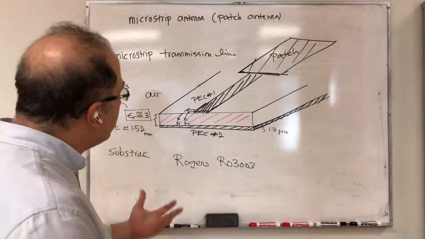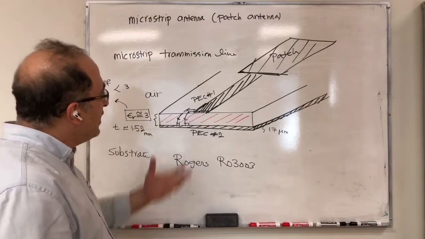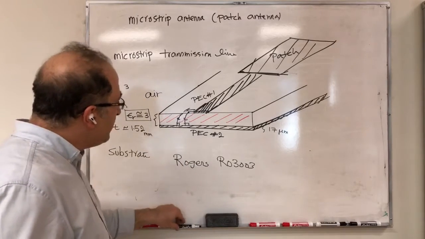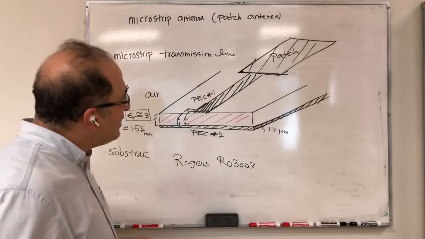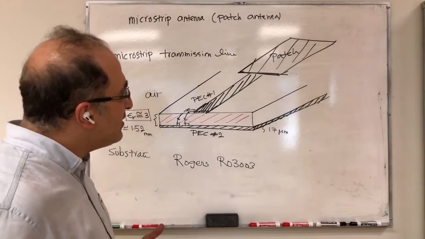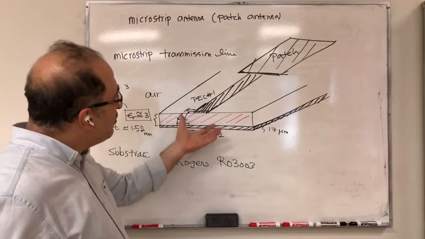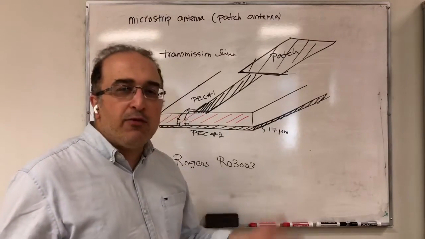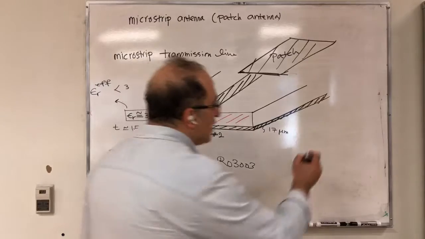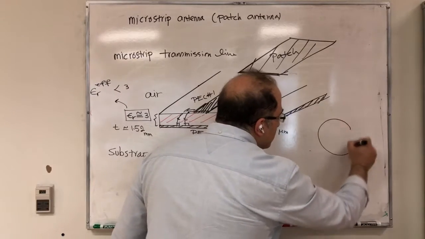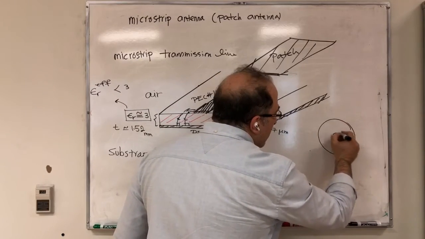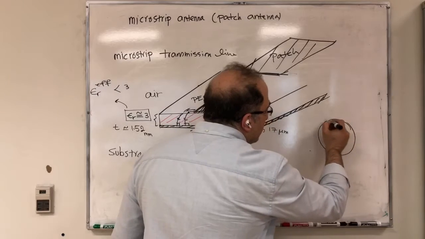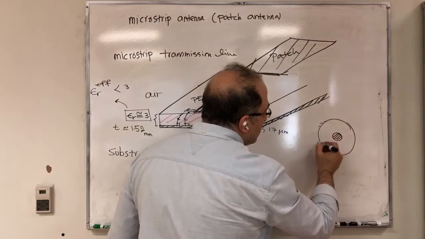So that's something about the microstrip transmission line. But one thing that I'd like to mention here is that when you think of a microstrip transmission line, you can also think of it as evolving from a coaxial cable. For example, what is a coaxial cable? You have a conductor here, you have another conductor here. So this is one conductor.